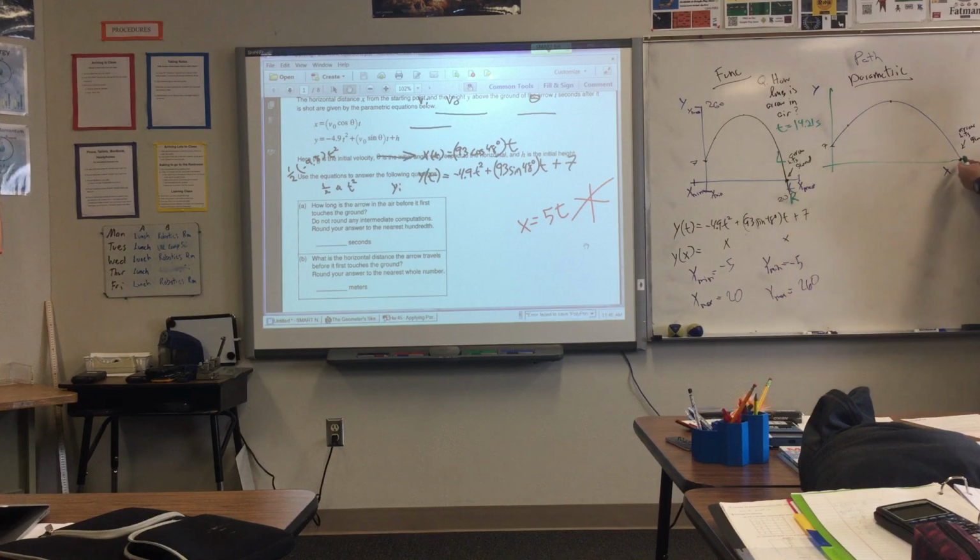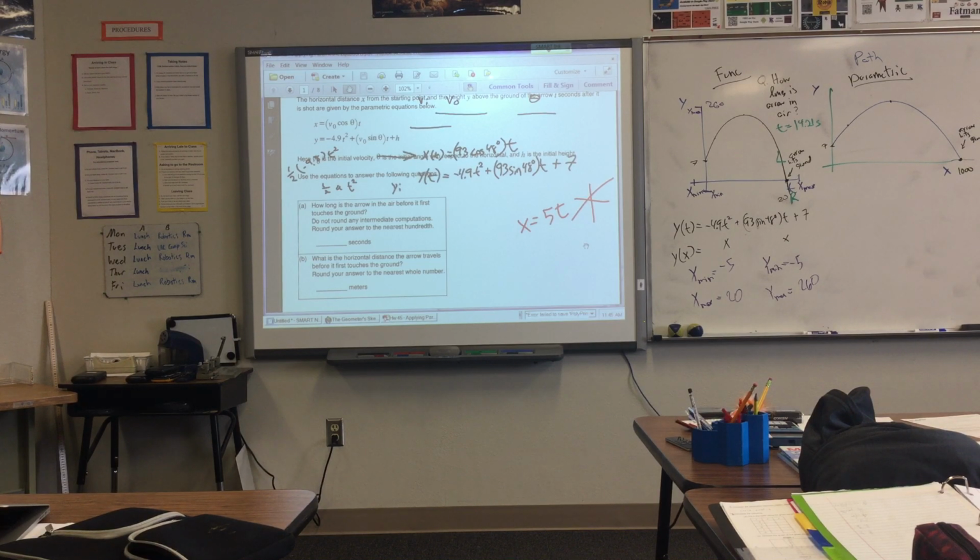So in other words, just wanting to know how far it goes. Which one of these formulas is going to help us know how far it goes? The X and T formula. The one that was X equals 93 cosine 48 degrees times T. Let me say that again. If you want to know how far it travels, then you use the X formula, because that tells you the position at any given time.